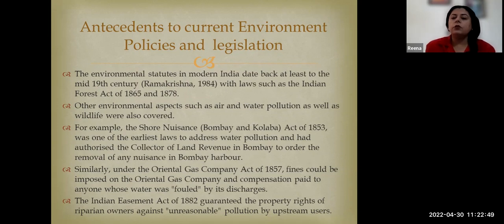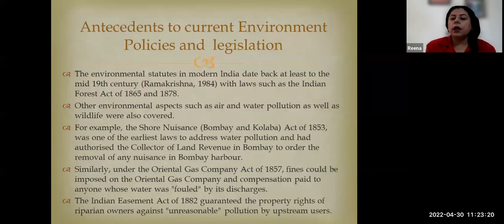Then in the Shore Nuisance Act, we authorized the collector of land revenue in Bombay to ensure that there is no nuisance at Bombay Harbor, because the sea route was the most internationally used route at those times. So for international travel and trade, all sea routes were used. That's why there was more nuisance and more water pollution on seashores, and that's why this law came into the picture.